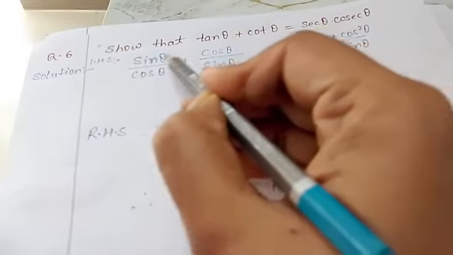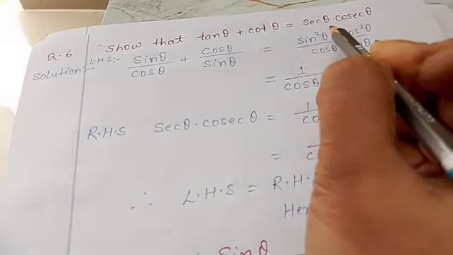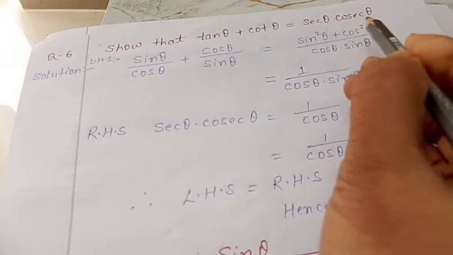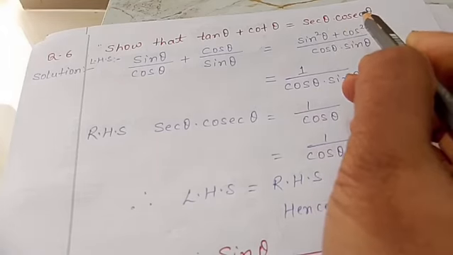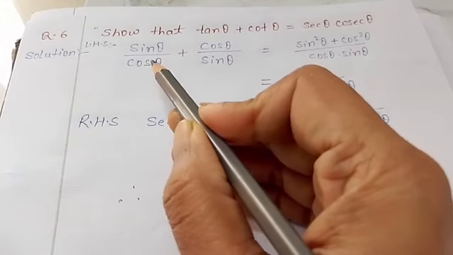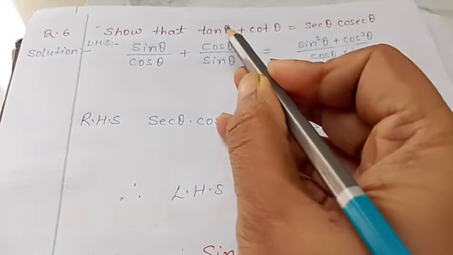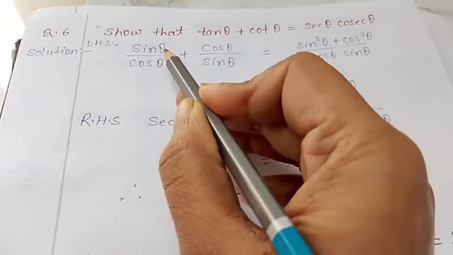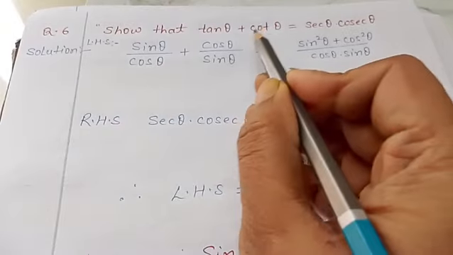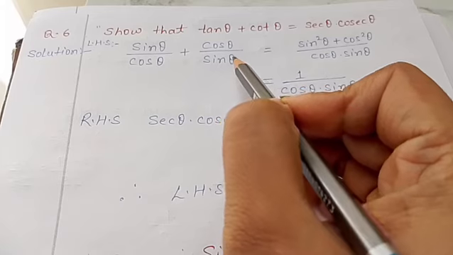Question number 6. Prove that tan theta plus cot theta is equal to sec theta into cosec theta. Begin with the left hand side of the equation and rewrite tan theta as sin theta upon cos theta and cot theta as cos theta upon sin theta.